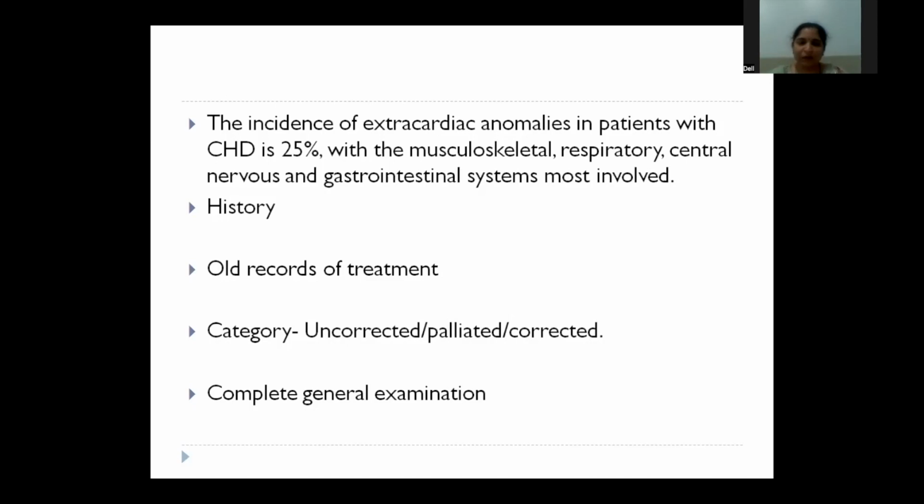We come across three categories of patient, as I told earlier: uncorrected patients, palliated patients, and corrected patients. Corrected patients generally don't give trouble because their pathophysiology has been turned towards normality after the correction, but uncorrected and palliated patients carry the challenges of managing the anesthesia.